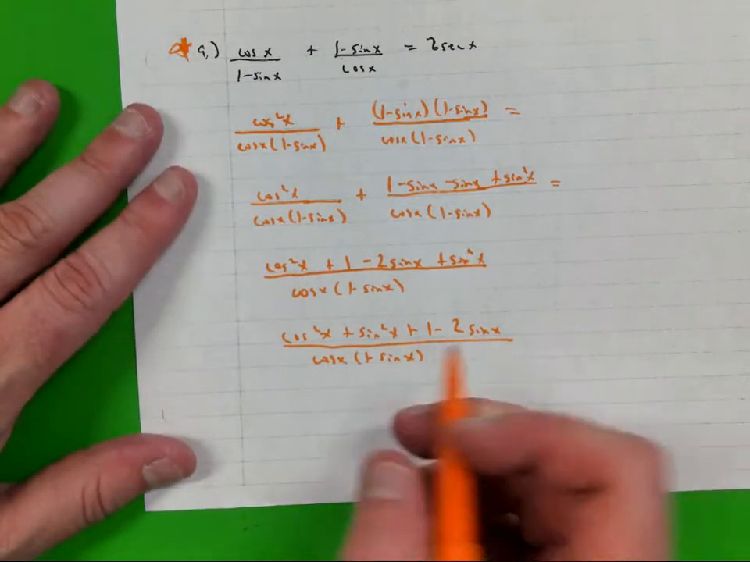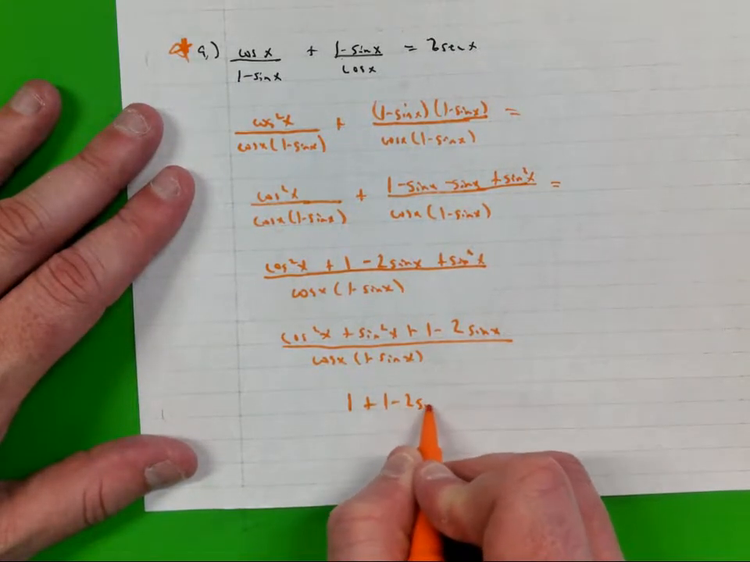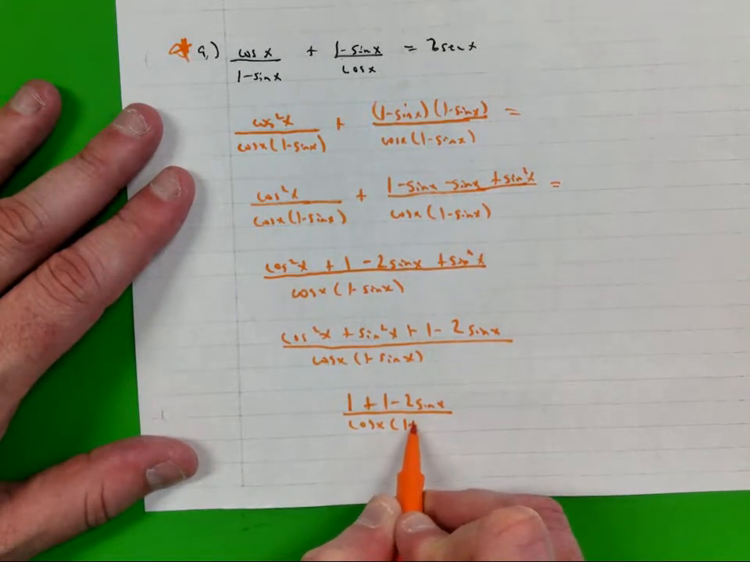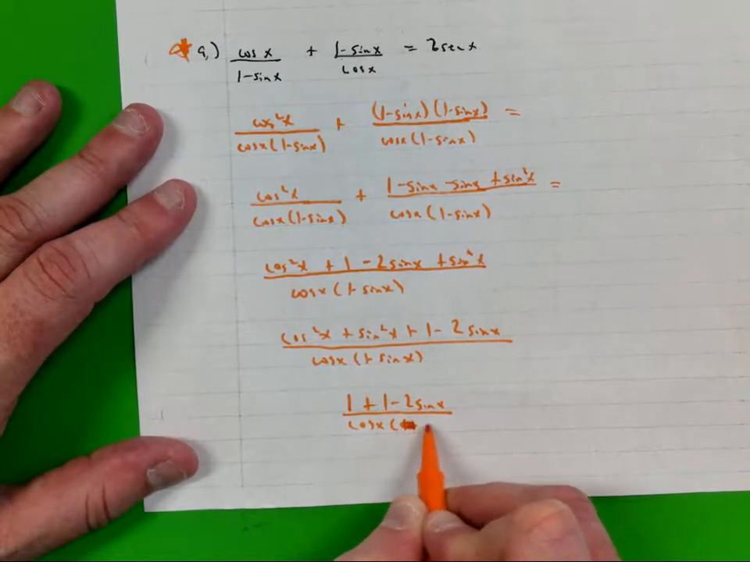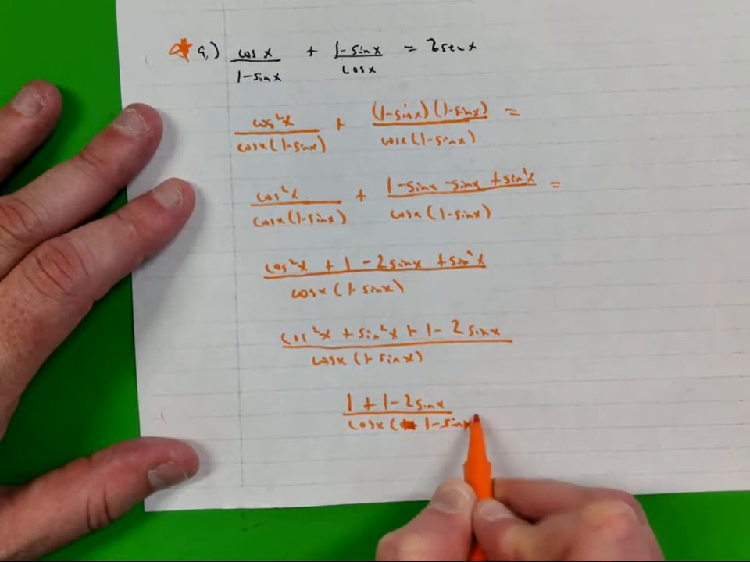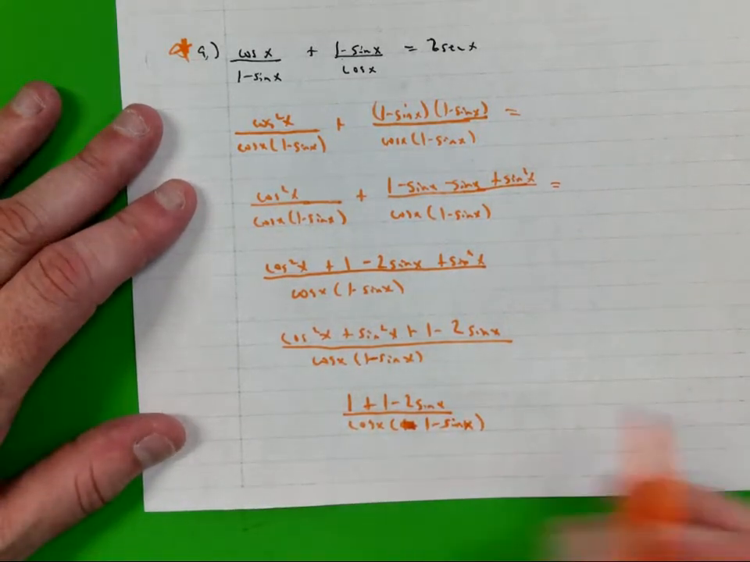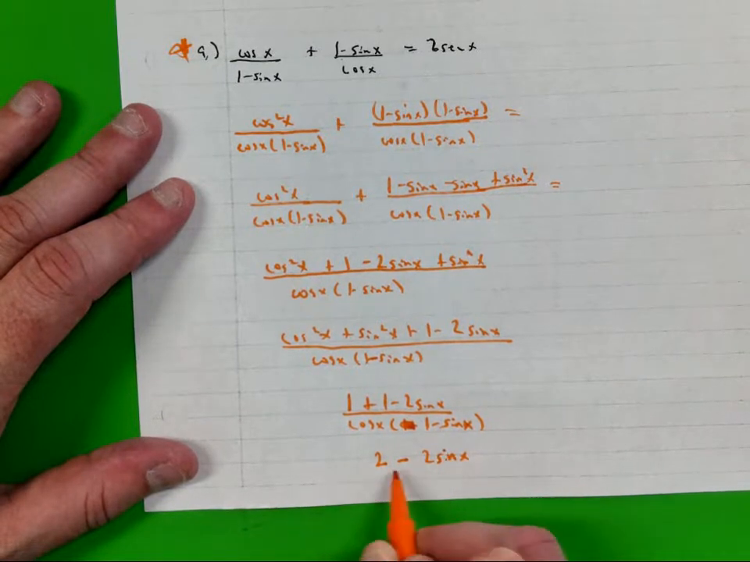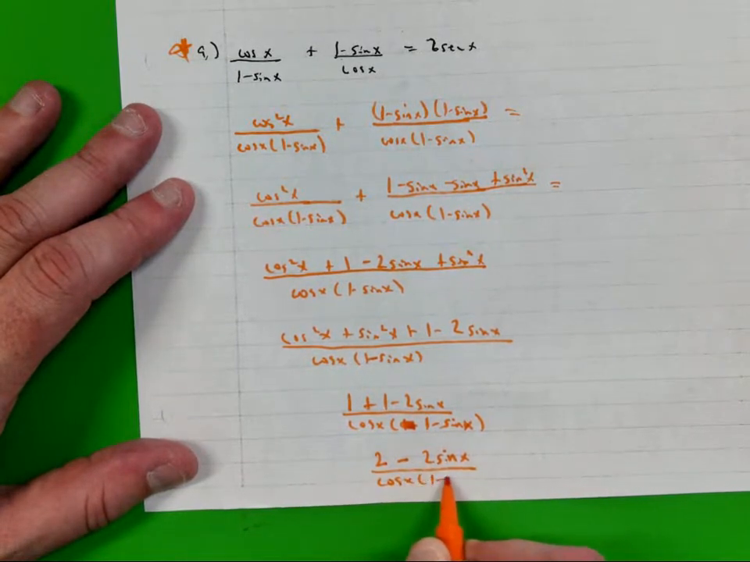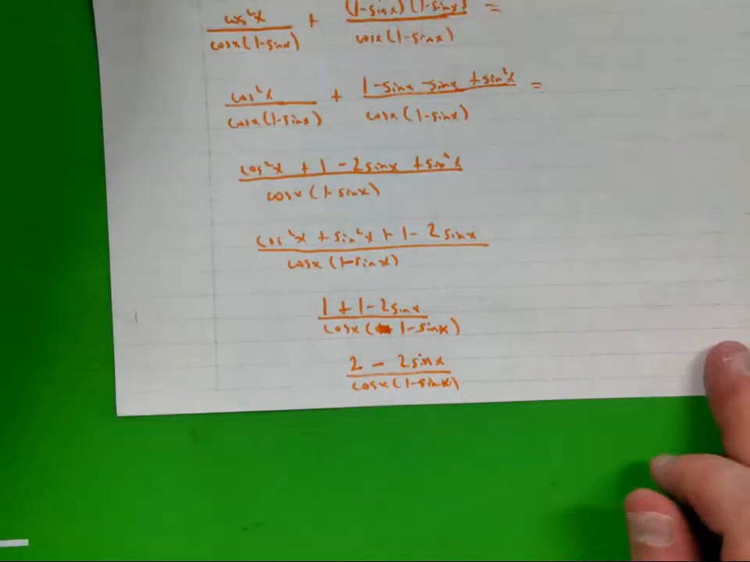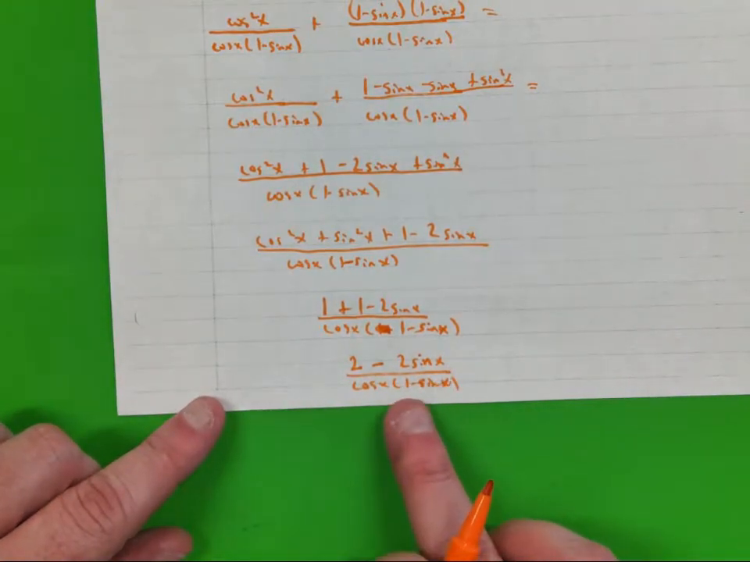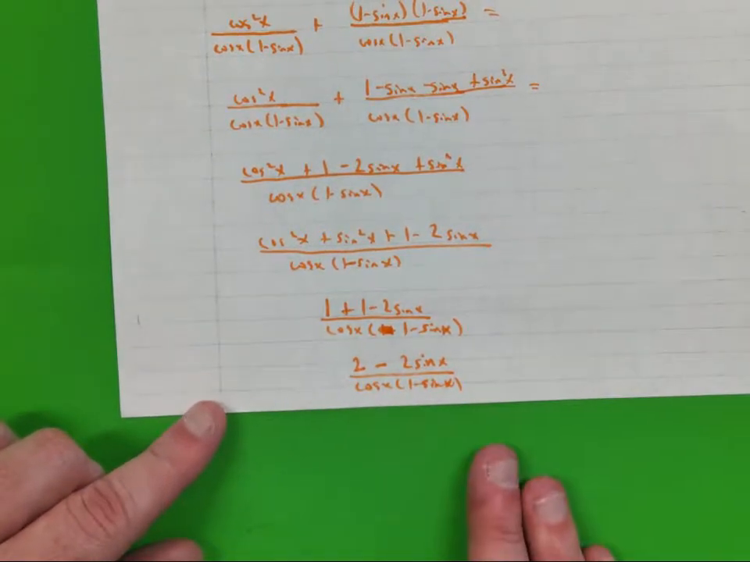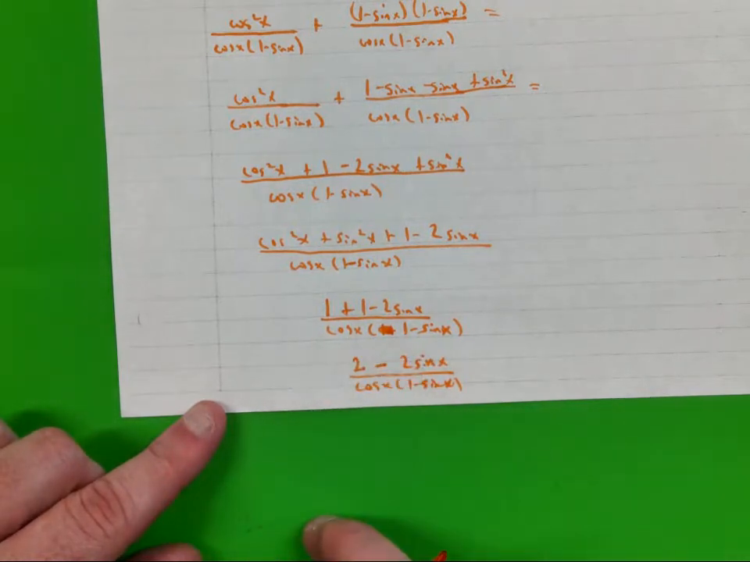What's cosine squared plus sine squared? That's 1 minus sine. Okay, 1 plus 1 is 2. I got 2 minus 2 sine x in the numerator and 1 minus sine x in the denominator. That looks very close. Pay attention. That looks very similar. What do I need to do on top?